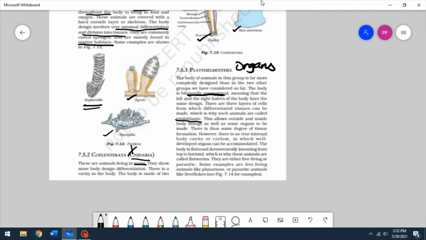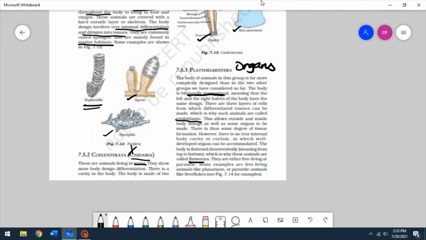Alright, so they have organs, but they're not so developed that they can be present in a coelom or in a body cavity. Alright, so the body is flattened dorsoventrally. That means from top to bottom they're flat, which is why these animals are called flatworms. Platyhelminthes are also known as flatworms. That is, they are flat from top to bottom.